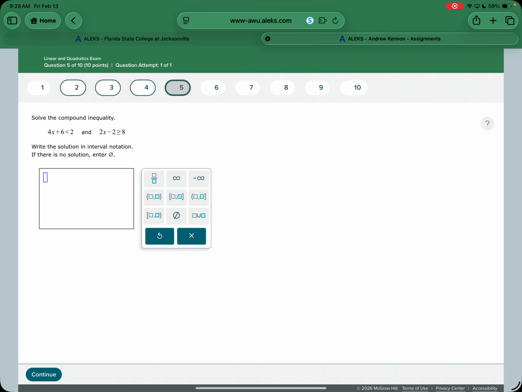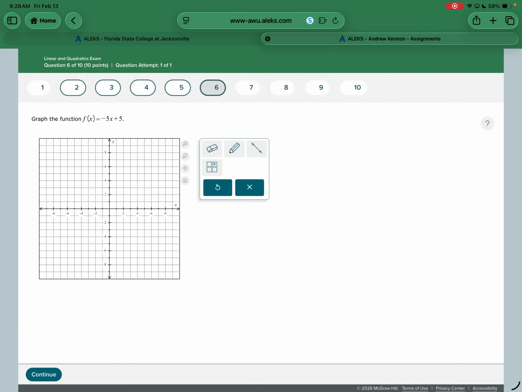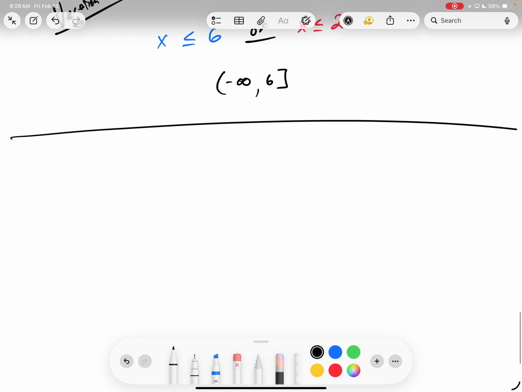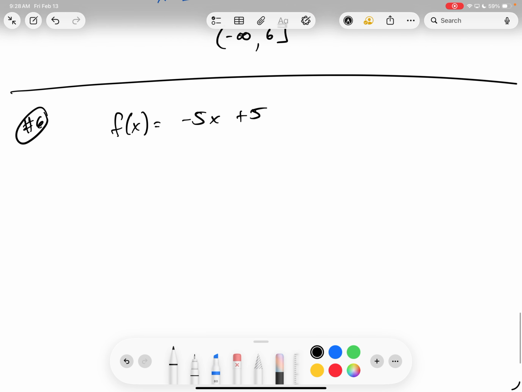All right. On to the next one. f of x equals negative 5x plus 5. On this one, there's a graphing problem. Even though it has function notation, this is like y equals mx plus b.